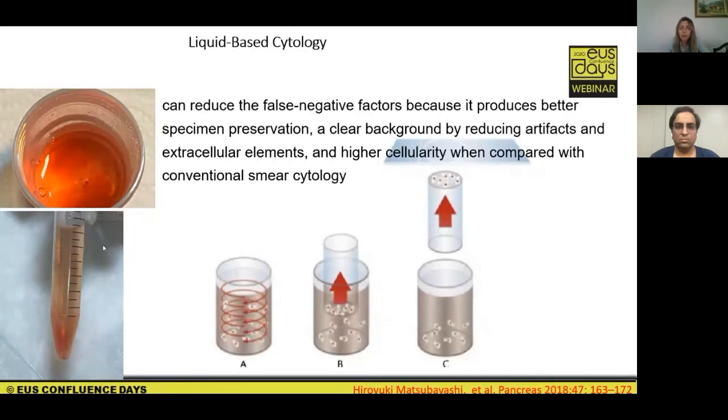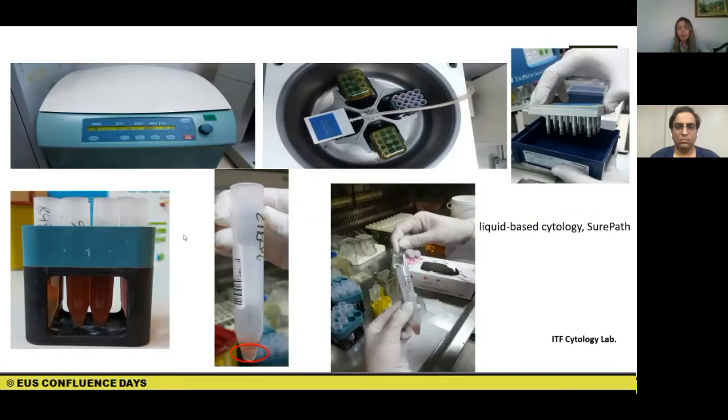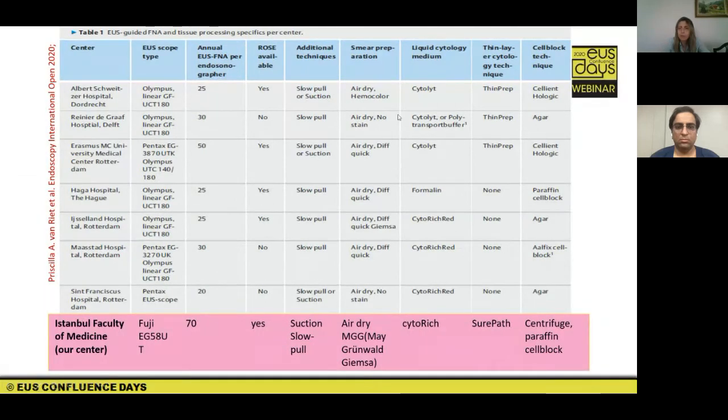Liquid-based cytology can reduce false negative results because it produces better specimen preservation, clear background, and high cellularity. And also we can analyze molecular assays by EUS-FNA. In our center, we use CytoReach and SurePath technique for liquid-based cytology, but in different centers, a different medium or different techniques for liquid cytology can be used, like ThinPrep.